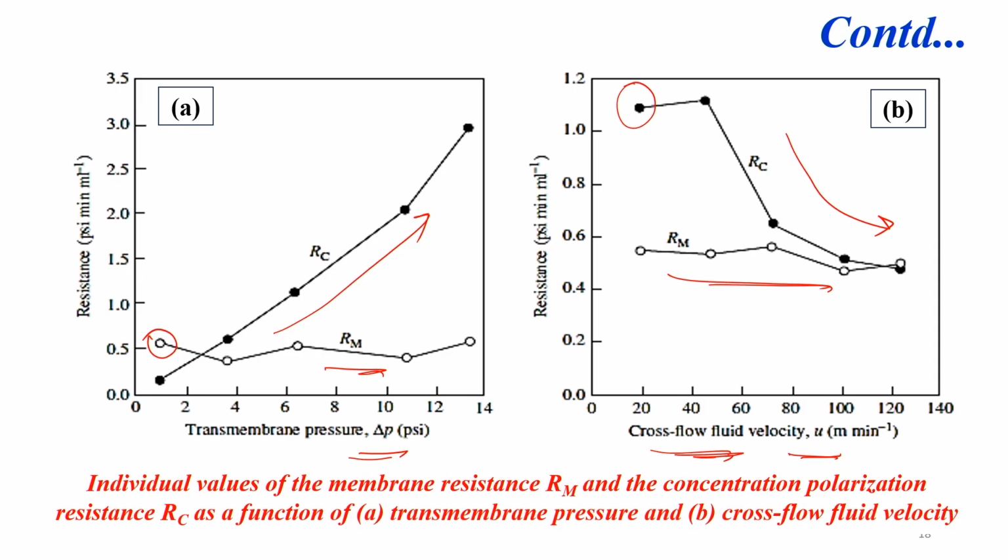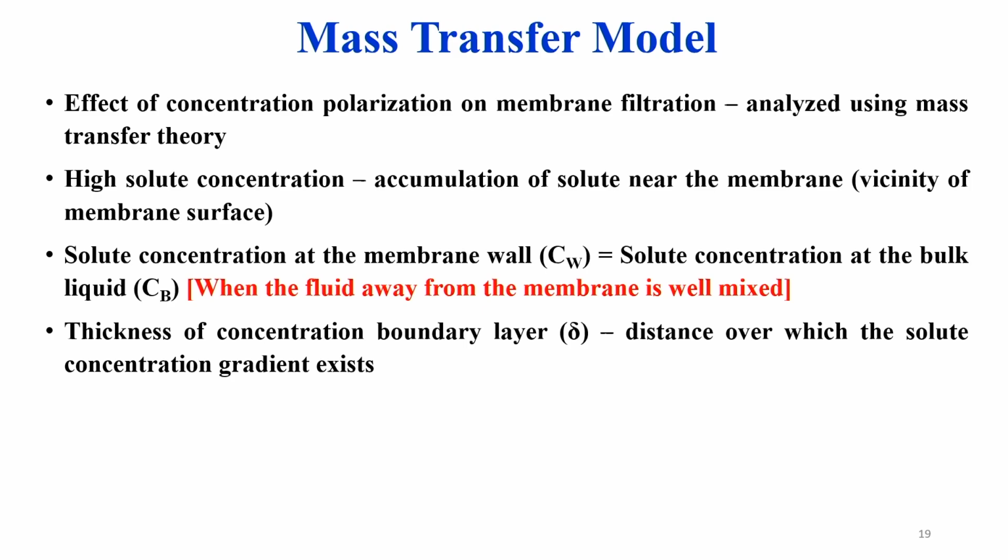So, this clearly says that because of concentration polarization, there will be steep resistance, and that is going to regulate the flux. So, next model is the mass transfer model, which assumes a simple boundary layer. It says you have a solid membrane and there can be a boundary layer, and you say the thickness of the boundary layer is delta.